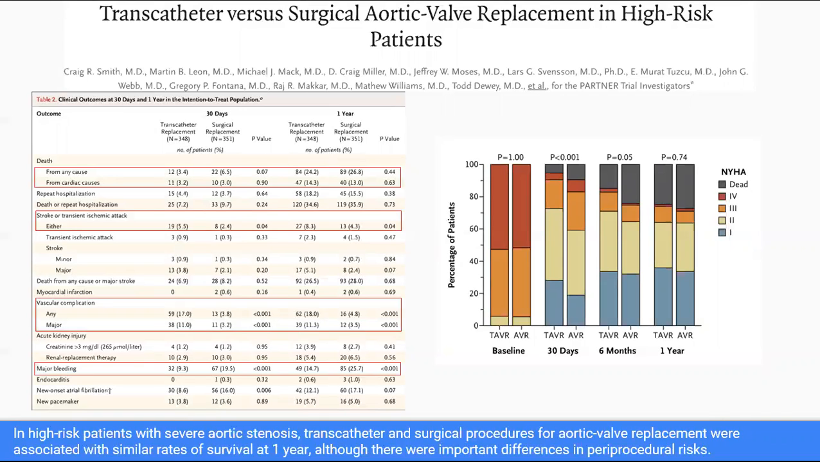The study also showed that death from any cause was higher in the surgical replacement group compared to the TAVR group at 30 days. Stroke or ischemic events were more in the TAVR group at the 1 year mark, and vascular complications were also more with the TAVR group. However, major bleeding was more in the surgical group of patients.